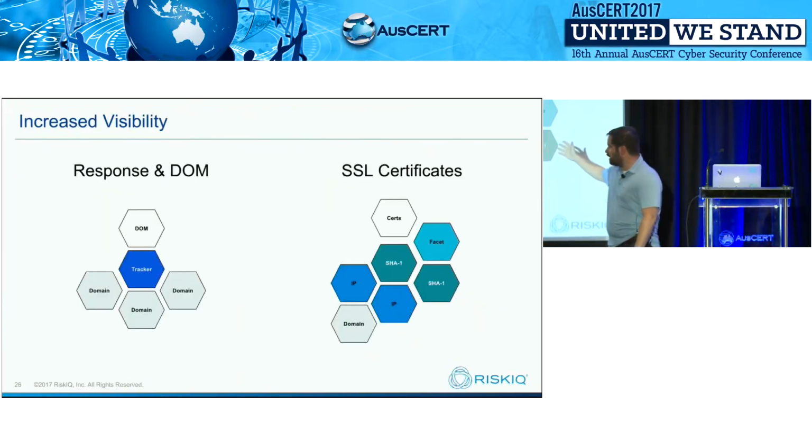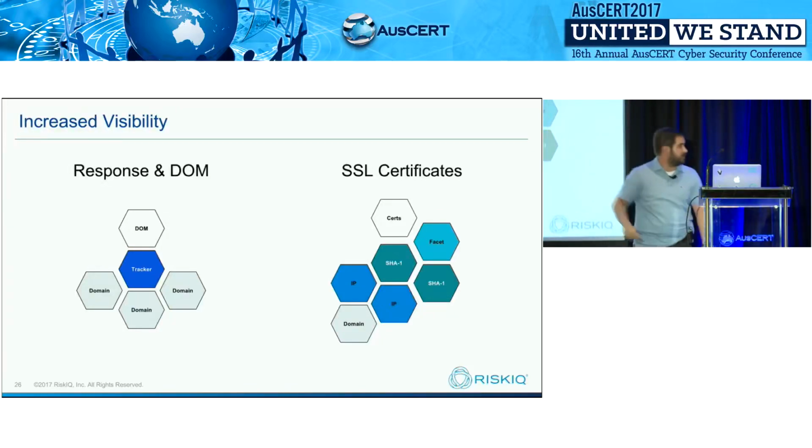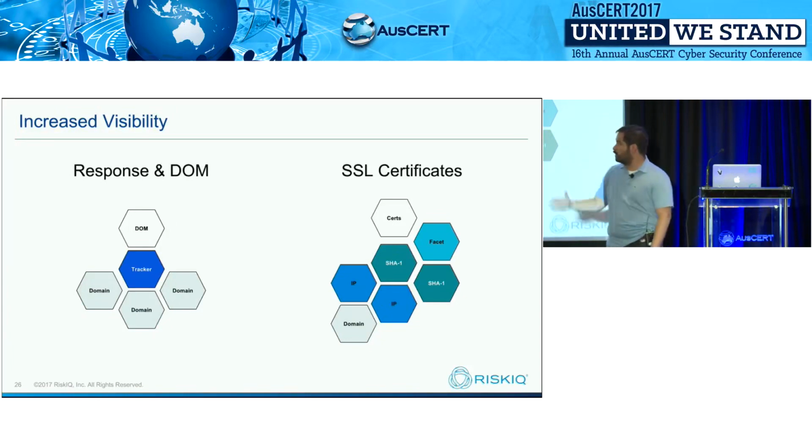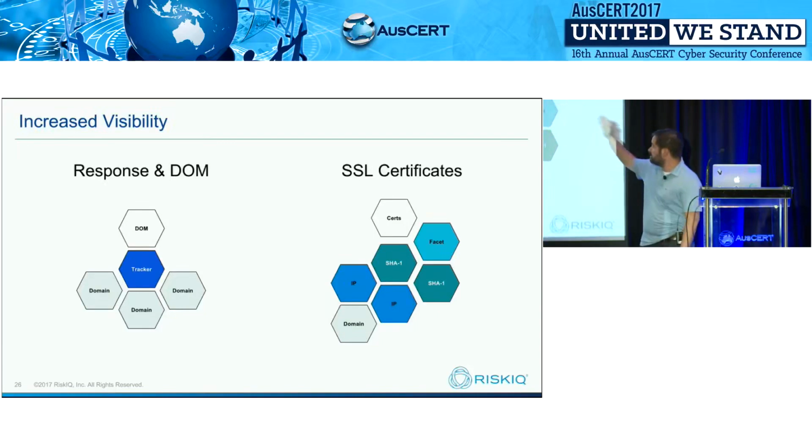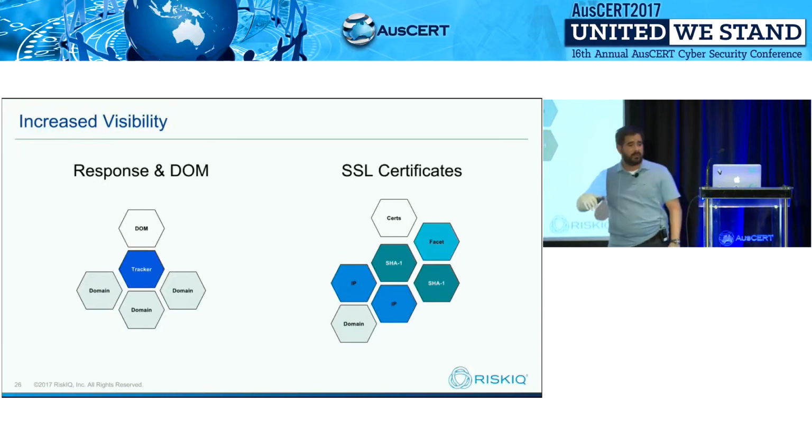So using our same visualization, we start with the document object model. We index out trackers. That tracker correlates to a unique set of domains. Those domains may be legitimate. They may be malicious. But either way, we have a connection point that is very interesting to us as investigators that we can dive into. With SSL certificates, we start with a certificate, and that certificate has facets. It has a SHA-1. Those facets associate with other certificates. That SHA-1 associates with other IP addresses. And each of these is correlation points that we can build an investigation off of.